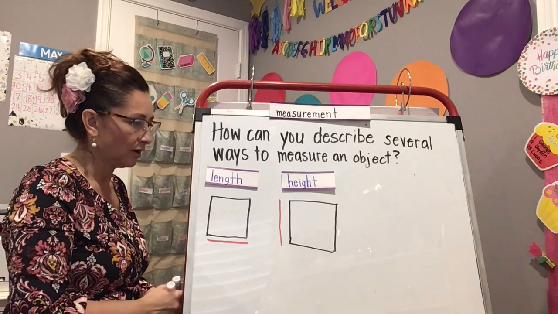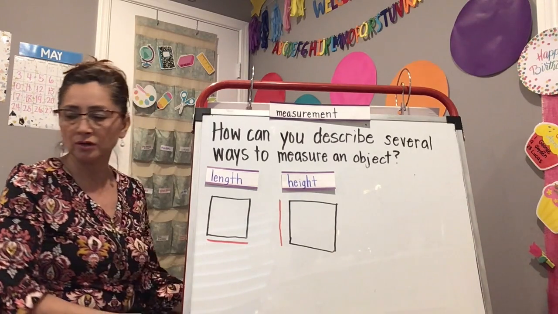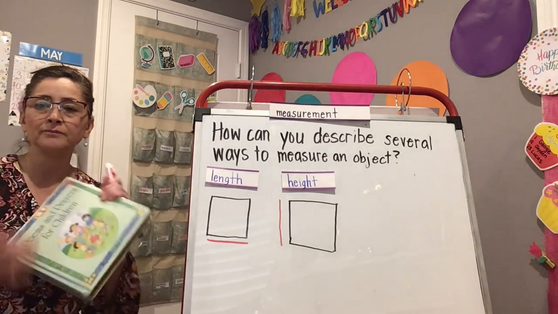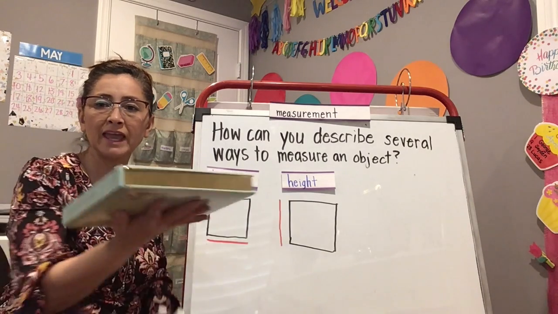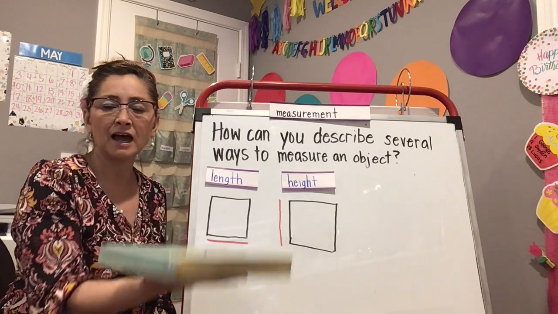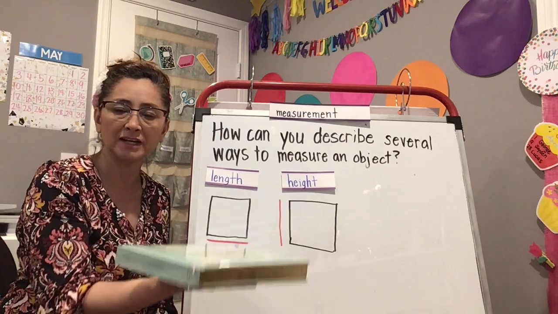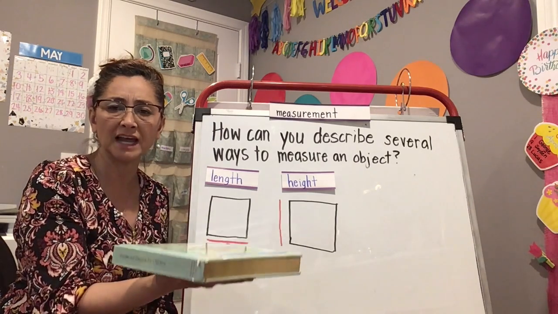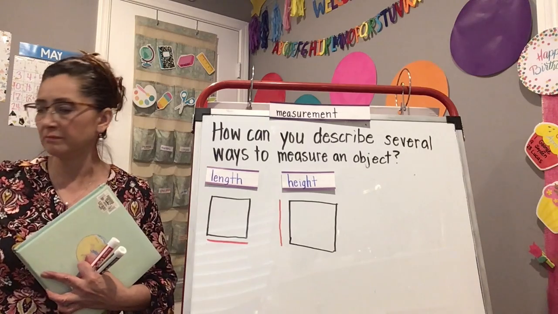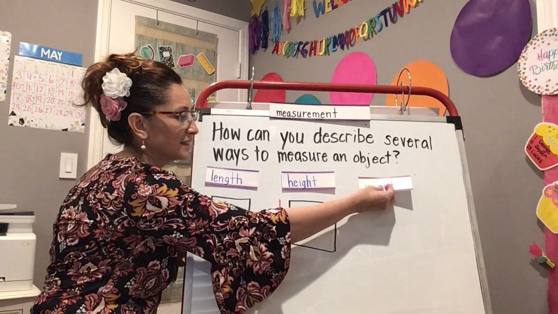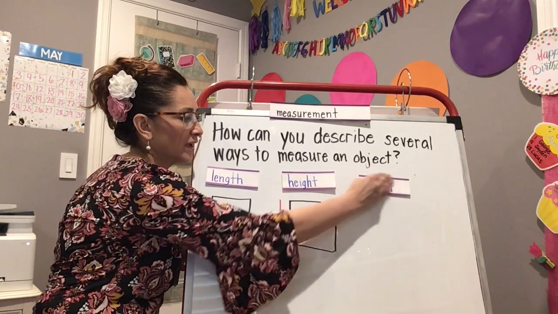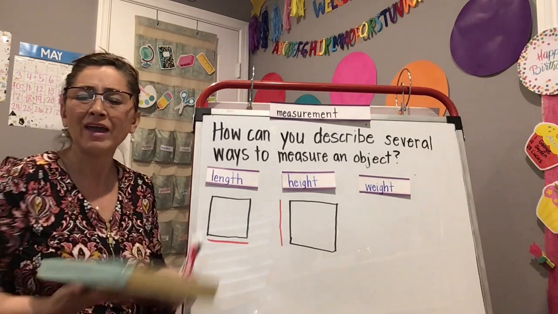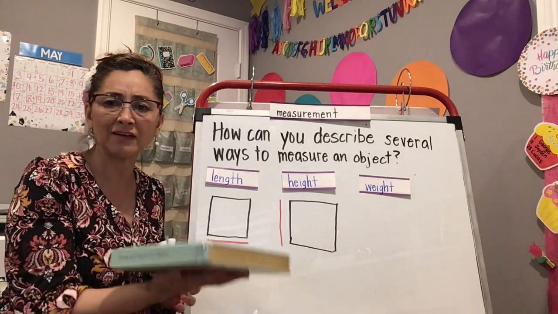Okay, now, if I wanted to measure how heavy this book is, what am I measuring? If I want to know how heavy or light it is. That's right, I'm measuring the weight. The weight means how heavy it is.